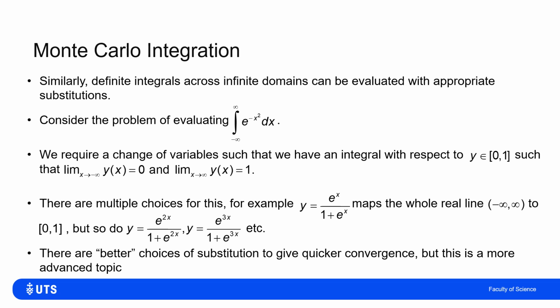Now, there's a whole field of better choices of substitution, ones which will have lower variance and converge quicker. We're not going to go into this in this subject, just to say that there are a number of correct substitutions, and some will be more efficient than others, but we're not concerned with that at the moment.